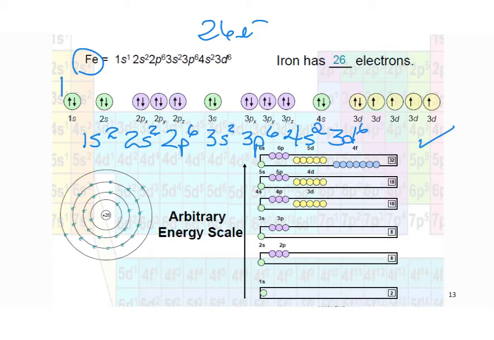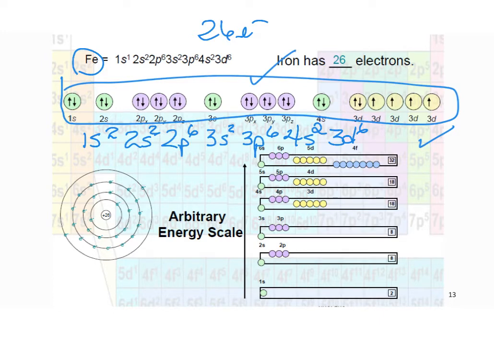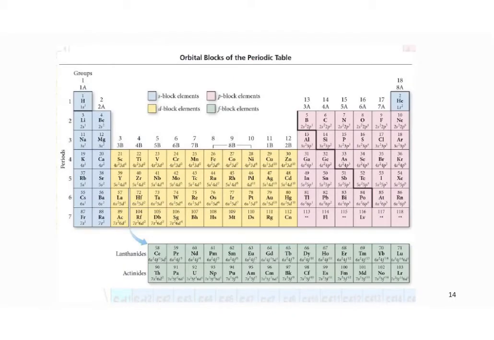And if you were asked to write an electron configuration and an orbital diagram, here's the orbital diagram. That's something you definitely need to be able to do.